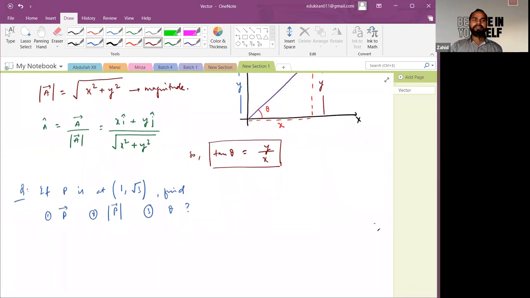Just see how to define it. Let's say P has coordinates 1 and root 3. So P vector is equal to the magnitude along the x-axis times i cap, so it should be 1 times i cap, plus along the y-axis, root 3 times j cap. Is it clear?